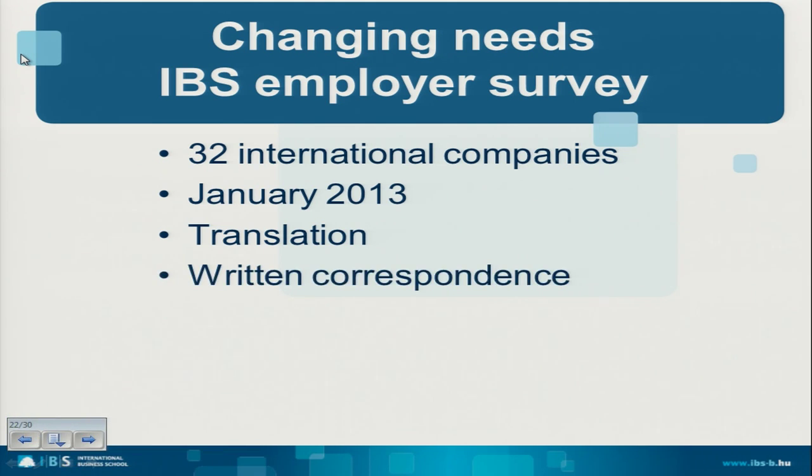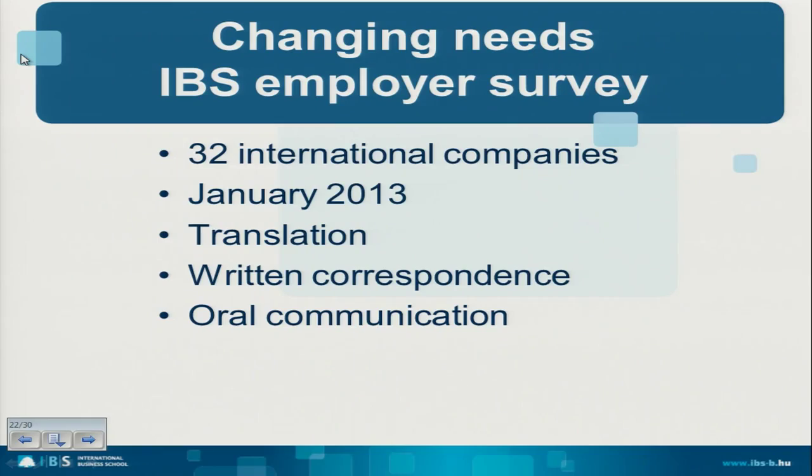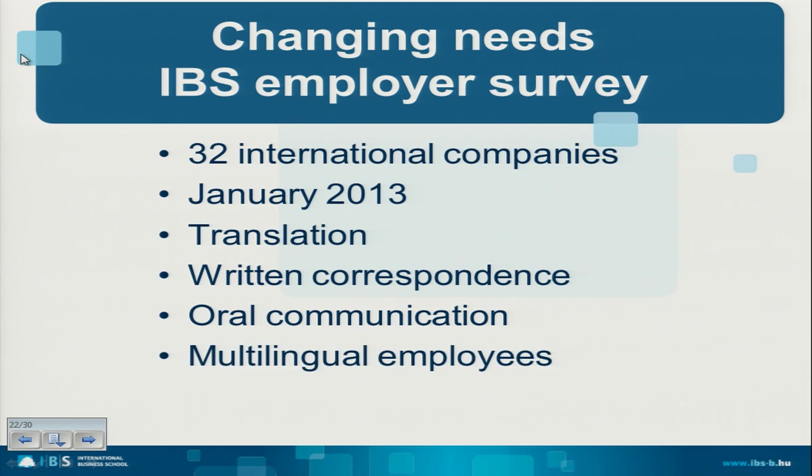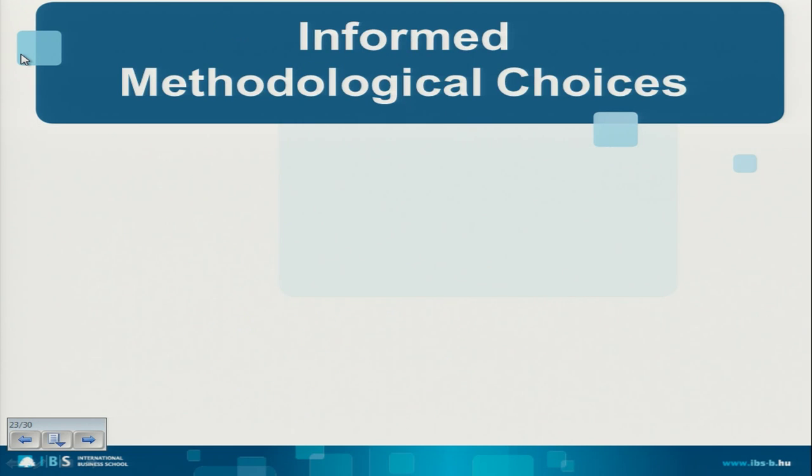The second one is written correspondence. They wanted lots of students to be able to translate reports and things. Think about how many written tasks we give students. Not very many these days. Oral communication, of course, was included, presentations, meetings, and so on. And they wanted multilingual employees who speak at least one other language apart from English and their native language. So this is now the trend in Europe.